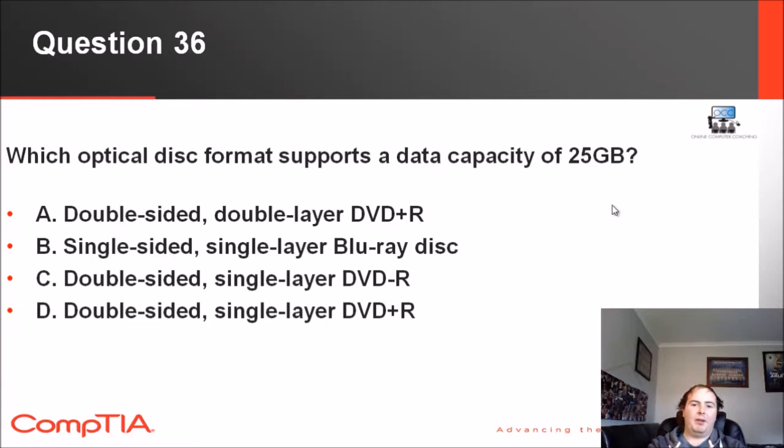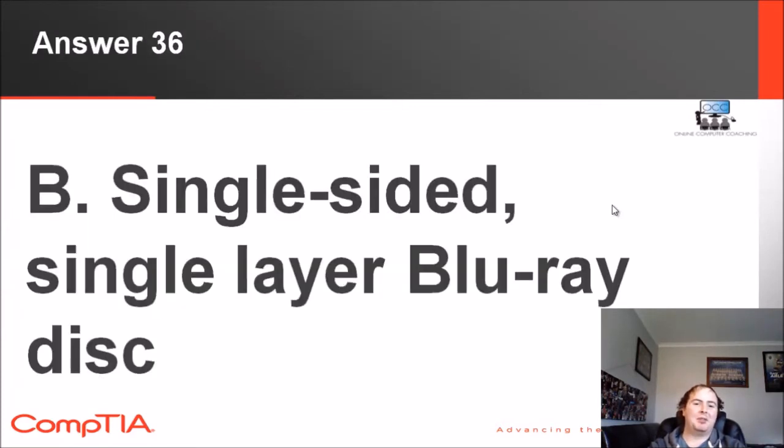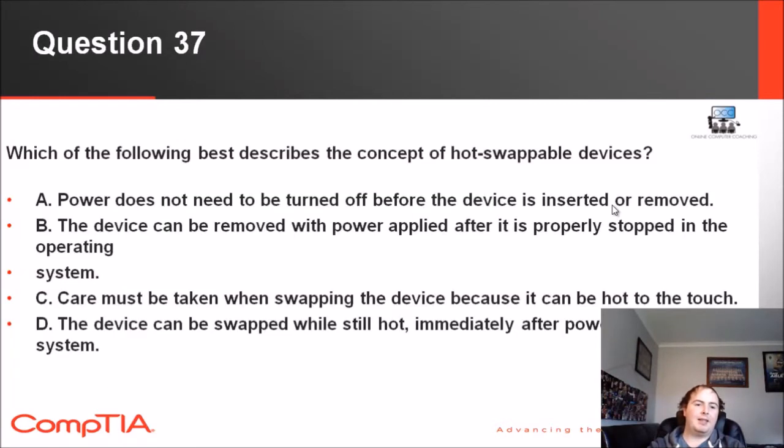Which optical disc format supports a data capacity of 25 gigabytes? We've got double-sided, double-layer; single-sided, single-layer Blu-ray disc; double-sided, single-layer DVD-R; double-sided, single-layer DVD+R. So most of the time, if it's speaking of dual layer, it's 8.5 gig, so you can nearly wipe out most of those. If we go double-sided dual layer, they'll be looking around 17 gig, 8.5 gig for each side of the disc. But that pretty much tells you the answer there. It's B, a single-sided, single-layer Blu-ray disc.